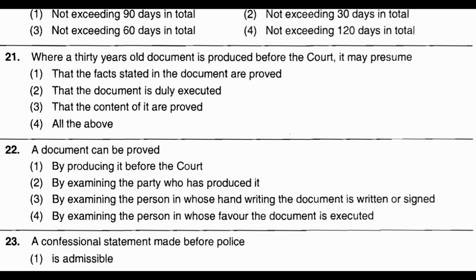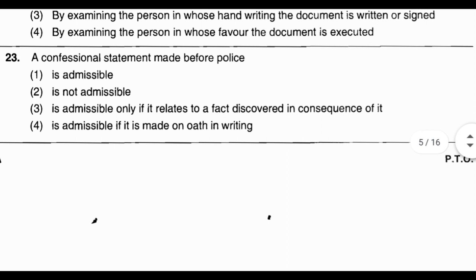Now question number 22. A document can be proved, option number 1 by producing it before the court. Option number 2 by examining the party who has produced it. Option number 3 by examining the person in whose handwriting the document is written or signed, and option number 4 by examining the person in whose favor the document is executed. And the correct answer is option number 3, that is by examining the person in whose handwriting the document is written or signed.